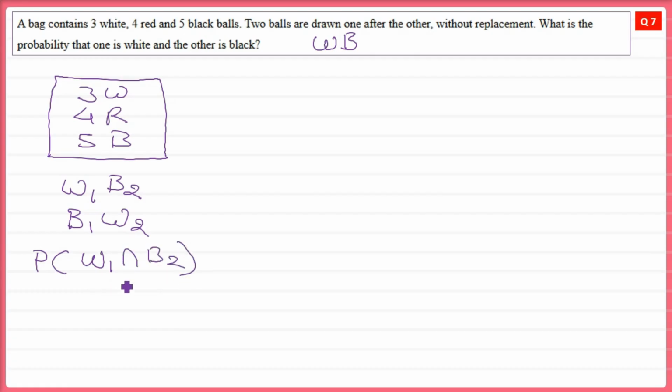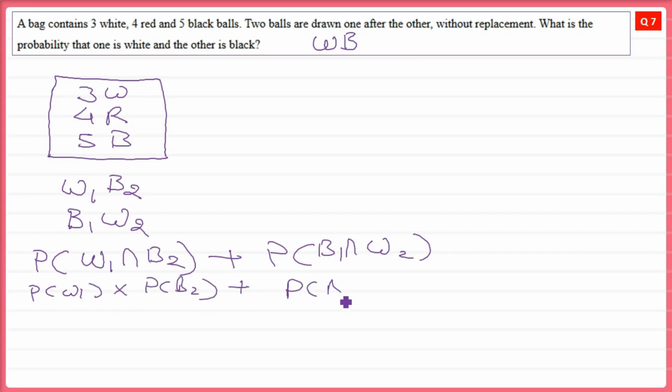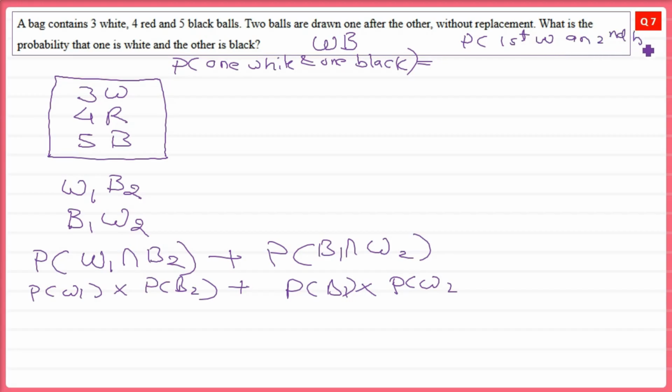This has to go hand in hand. Plus probability of B1, that is the black should come first and white should come in the second drawing. And since these two are independent events, this can be written as P(W1) multiplied by P(B2), and this as P(B1) multiplied by P(W2). Now, what in words are we going to write? P, that is probability of 1 white and 1 black, will be probability of first white and second black plus probability of first black and second white. So the expression which I have written is exactly what I have written in words.